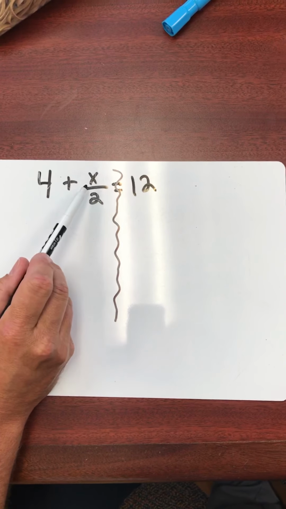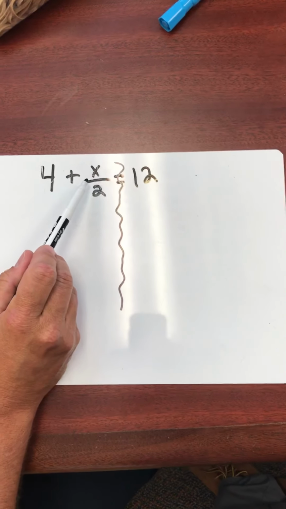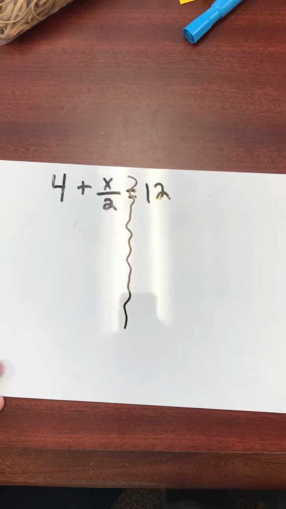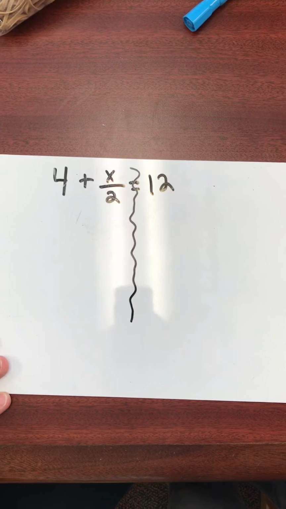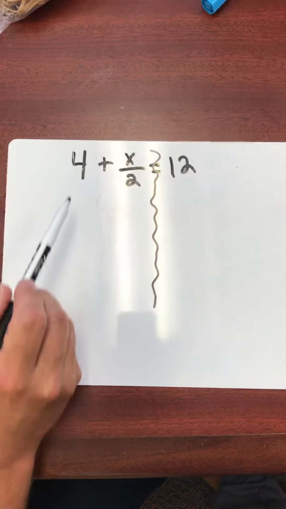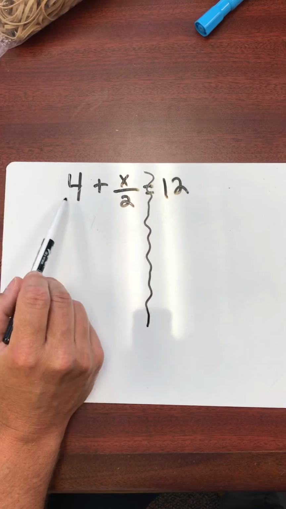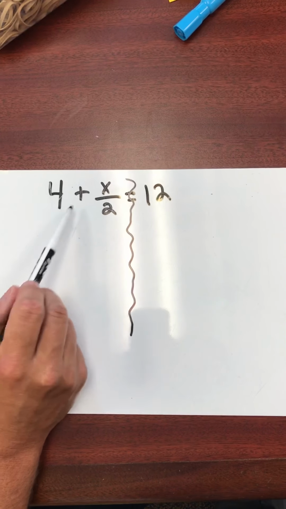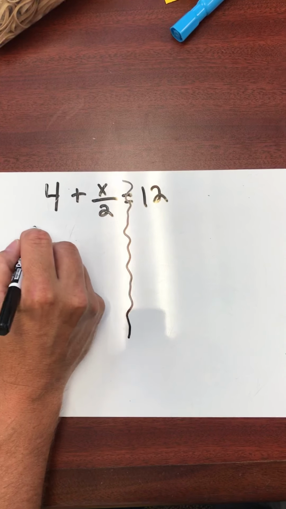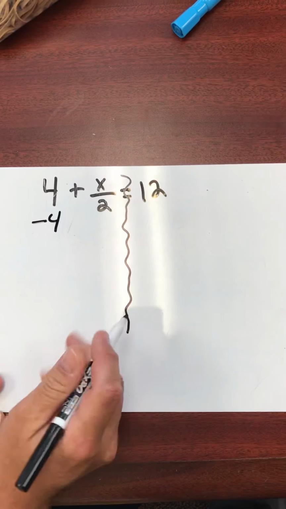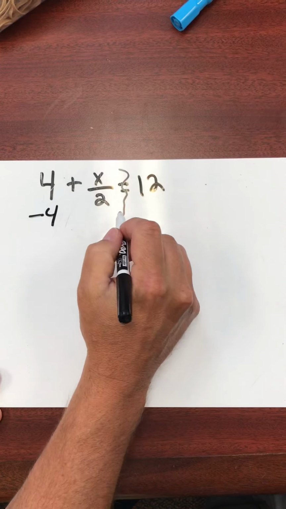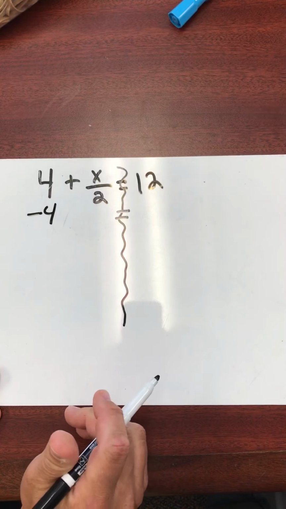We only have one variable. It's already on the left by itself, so we do not need to do that step. We move on to undo, add, subtract. Now this 4 is added to the variable term. Even though it's in front, that's okay. So to get rid of a positive 4, we're going to subtract it. So I subtract 4 on the left. Whatever I do on one side, I have to do on the other, so my equation stays balanced.